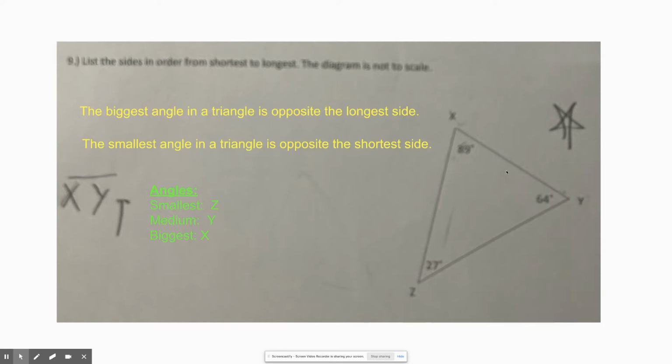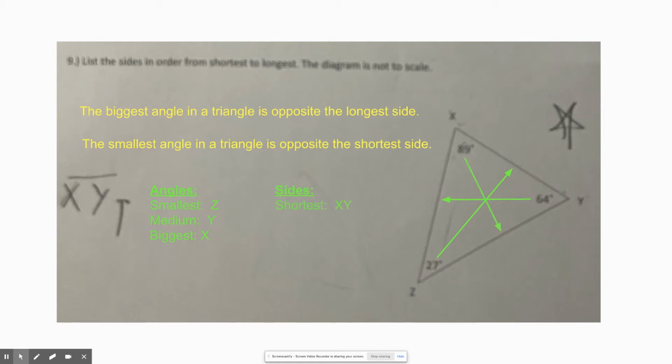Remembering the three angles always add together to equal 180. Every once in a while, one of these angles won't be there, and you'll have to figure that out. So if the smallest angle is angle Z, then the shortest side has to be XY. The medium side length is going to be the side opposite angle Y, and the longest side is the side opposite angle X.